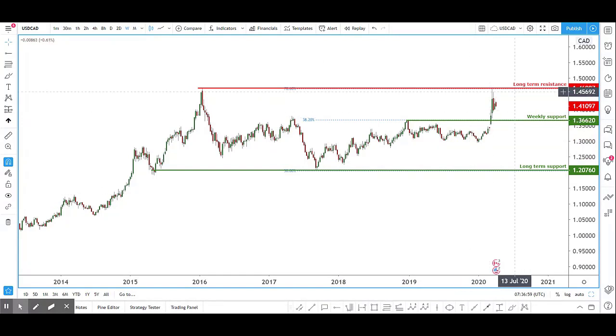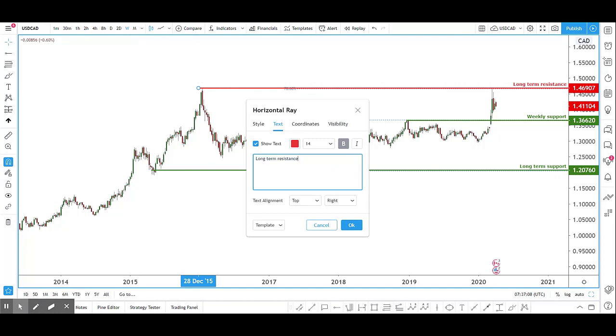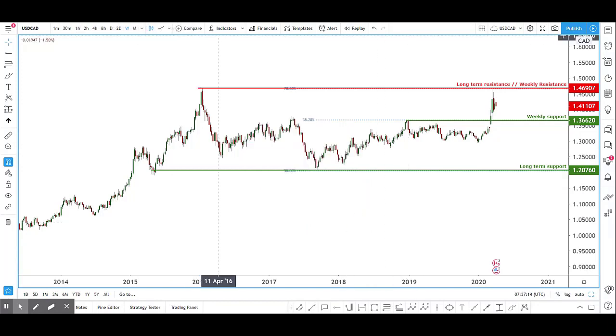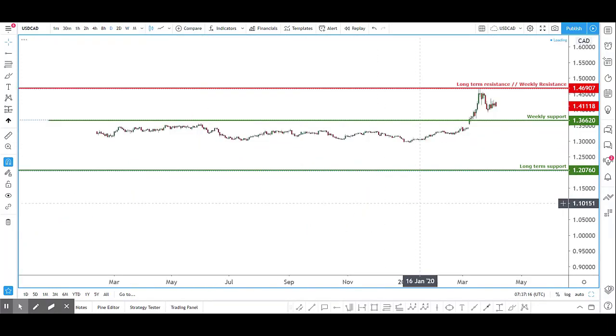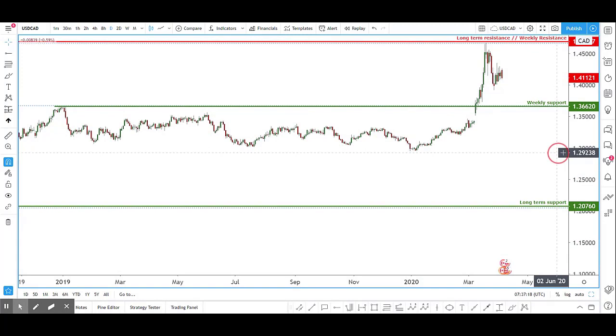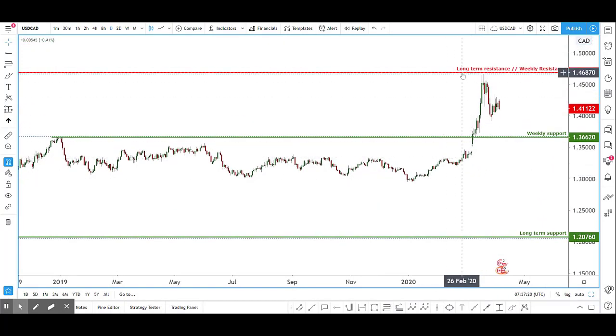I am not finding any weekly resistance because price is also holding in the middle of the long-term resistance and the weekly support. Right, so we can call this long-term resistance our weekly resistance as well. With that, let's go down to the daily. And give me a while as I tidy this chart up.